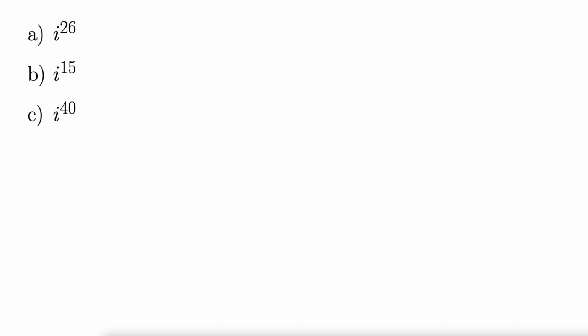Here we have some examples of powers of I. Let's look at the first one. Part A says I to the power of 26. There are only 4 possible answers because of the cyclical nature of I, right? These possible answers. There are only 4.